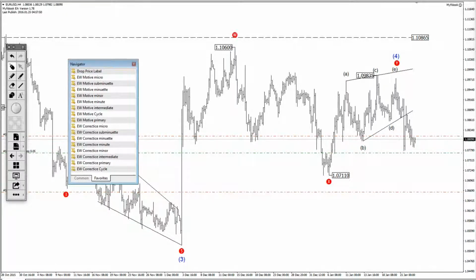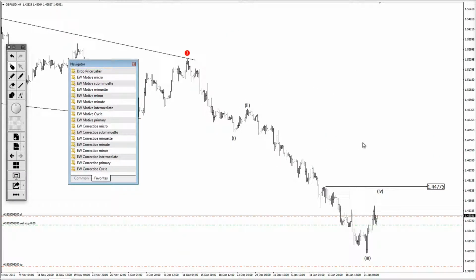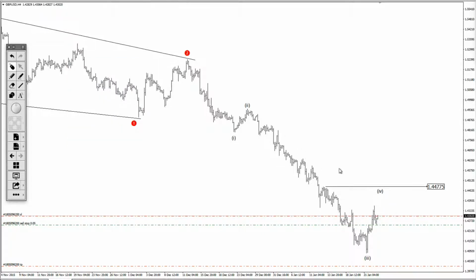All right, let's see pound dollar. We haven't traded this pair in a long time. We have a little bit similar situation in here as in Euro USD. So we are waiting for the decline to continue. We are forming a wave for correction, in my opinion, which may or may not be over.